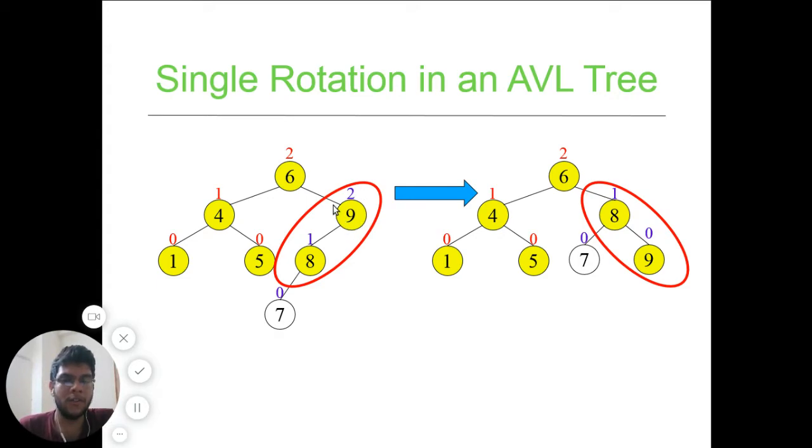So what it will do is rotation. As you can see the arrow, this is the new rotated balanced tree. So what has happened is that this node 8 that was here has rotated up and become the root of the right subtree of 6. 9 has gone to its right and 7 remains the left child of 8.